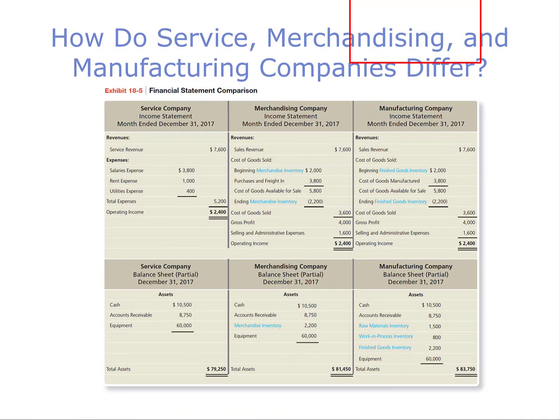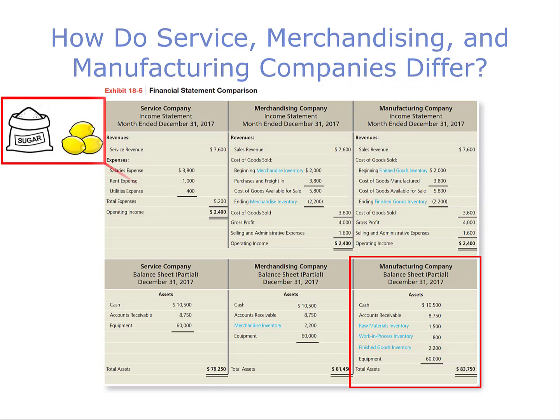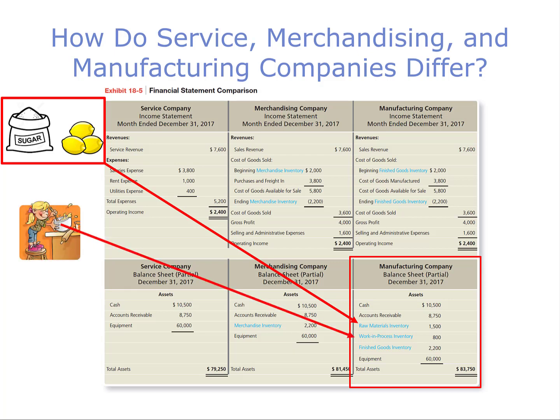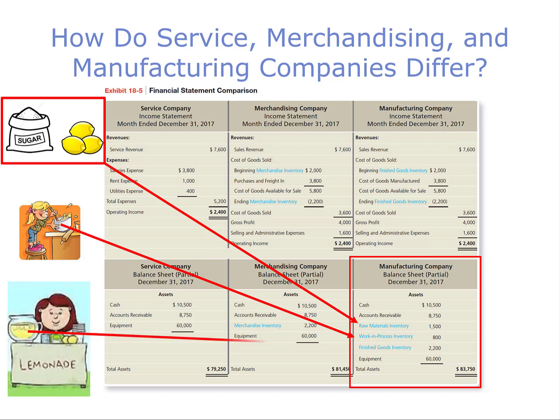So let's look at the balance sheet of a manufacturer. At the end of the period, any raw materials not yet used will have their costs combined in the raw materials inventory account. And any products in the process of being manufactured would have their costs combined in the work in process inventory account. And any finished goods that haven't yet been sold would have their costs combined in the finished goods inventory account.